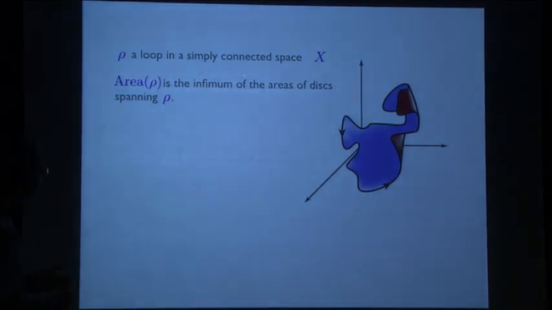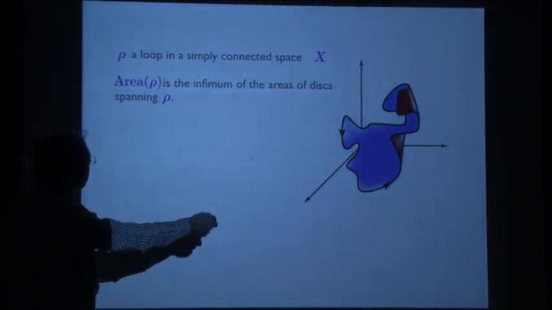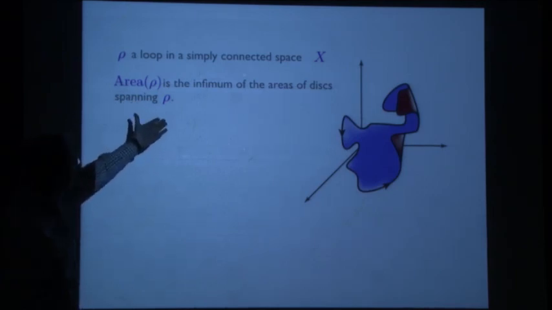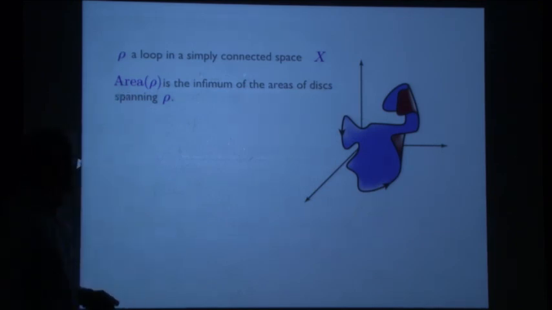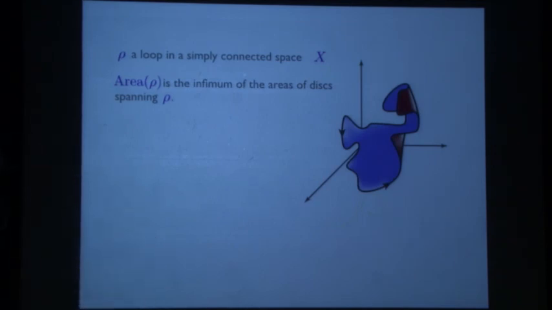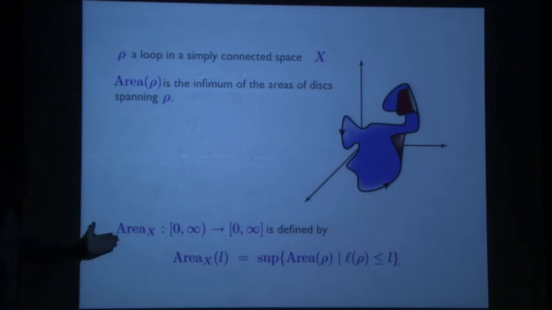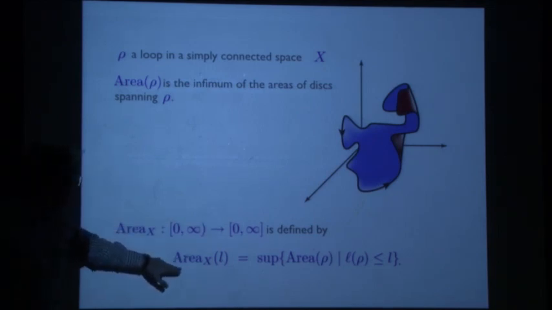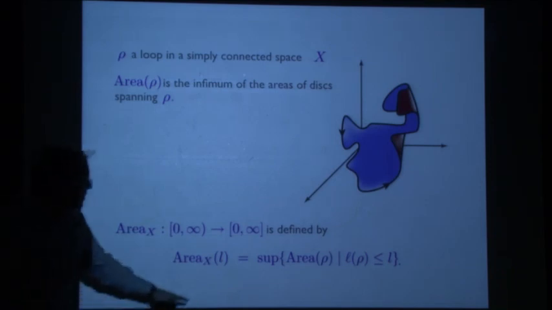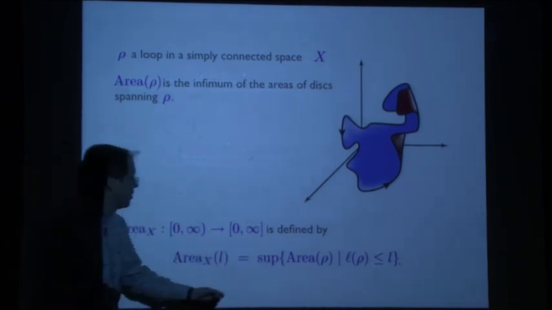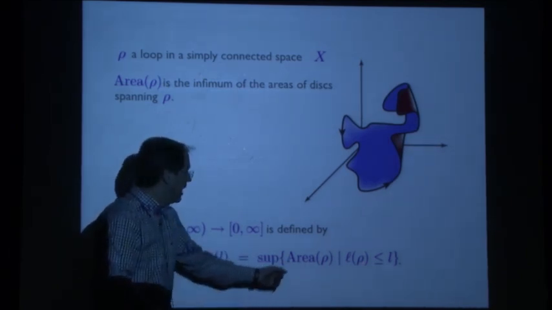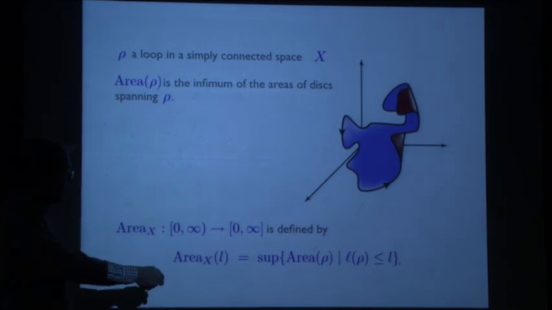Okay, so more generally, if we've got a loop in a simply connected space, let's say that the area of the loop is the infimum of the areas of disks spanning the loop, where area means anything reasonable you like, Lebesgue, whatever. Let's not go into that. Provided that the space is reasonable for this to exist. And then you can define an isoperimetric function, which is defined on the positive reals. So feed in a real number L, and it's a worst case thing. So look at all loops of length at most L, and take the supremum of their areas.